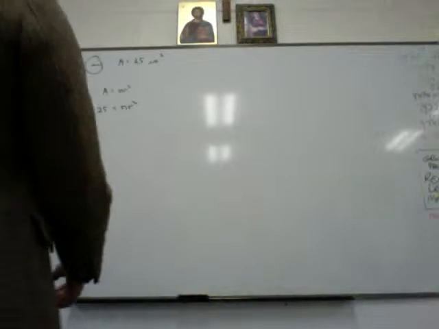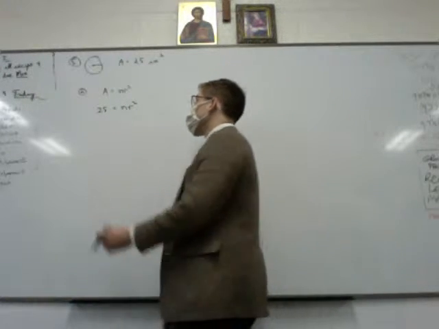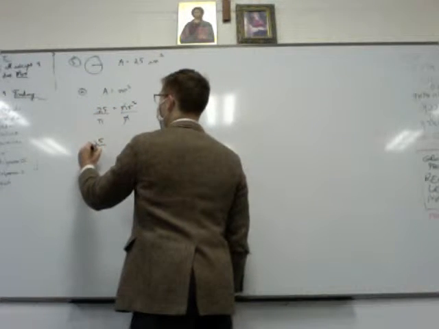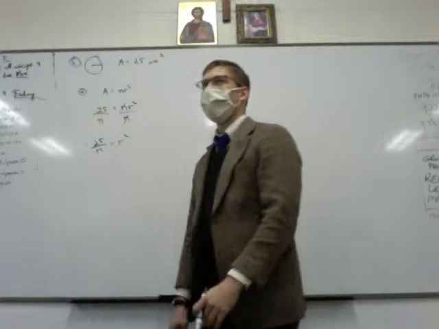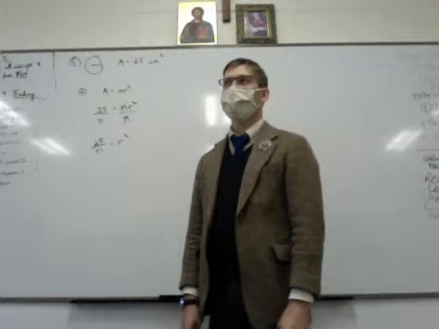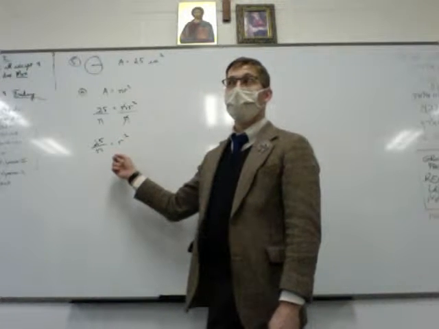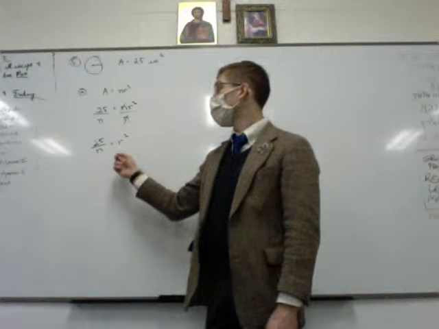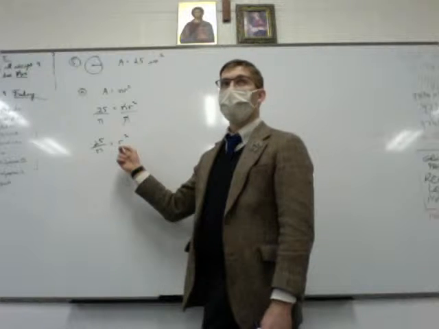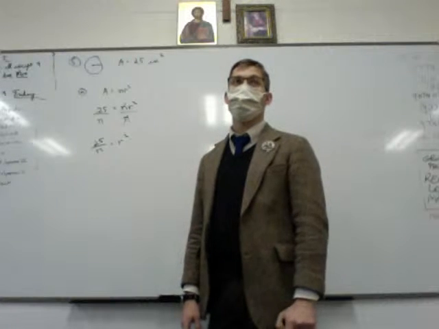Okay. So what are we going to have to do to find the radius here? Divide by pi, yeah, on both sides. Okay, so then we get 25 over pi equals r squared. And so then how do we get the radius by itself? How do we undo the squaring of r? What's the opposite of squaring something? The inverse operation of squaring something, I should say.